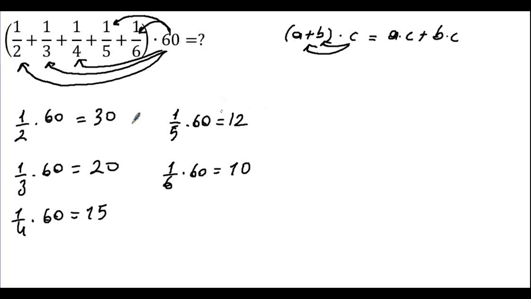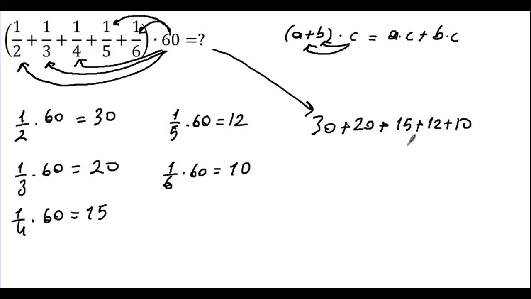So we are going to get 30 plus 20 plus 15 plus 12 plus 10. So let me do that here. We will add all these numbers. 30 plus 20 plus 15 plus 12 plus 10, which is equal to 87. This is our answer.